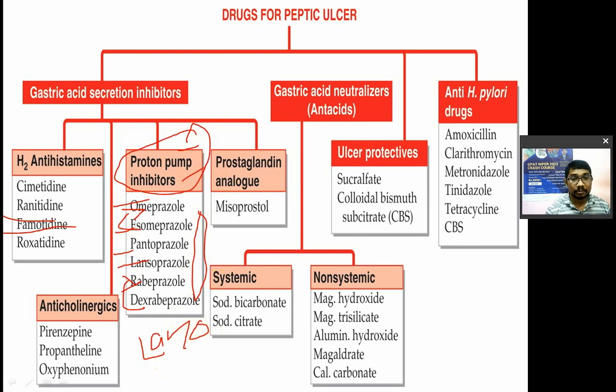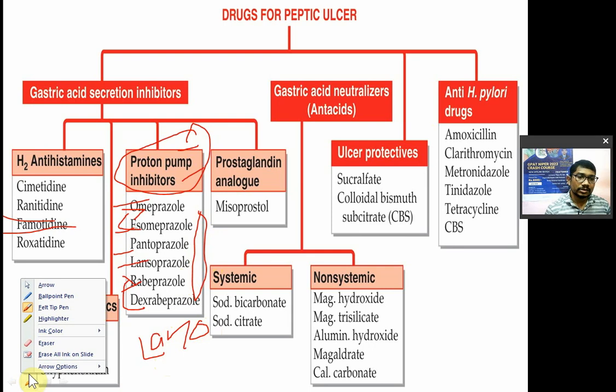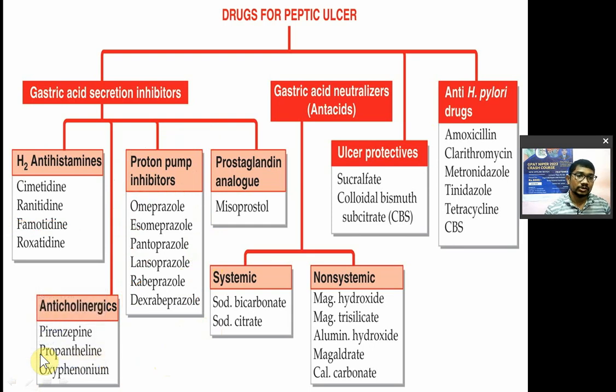Lansoprazole is the most potent drug amongst the proton pump inhibitors. They are a drug of choice. Proton pump inhibitors are the drug of choice in GERD, gastroesophageal reflux disease. They are a drug of choice in NSAID-induced ulcer. They are a drug of choice in Zollinger-Ellison syndrome.